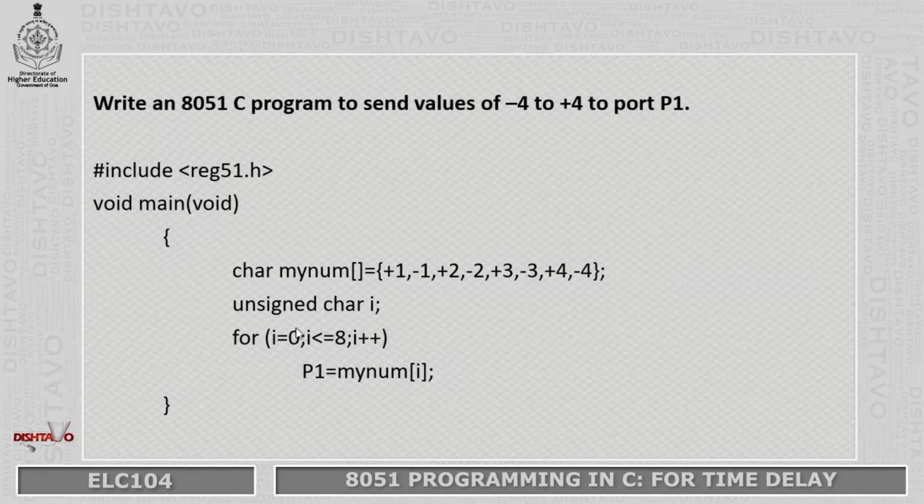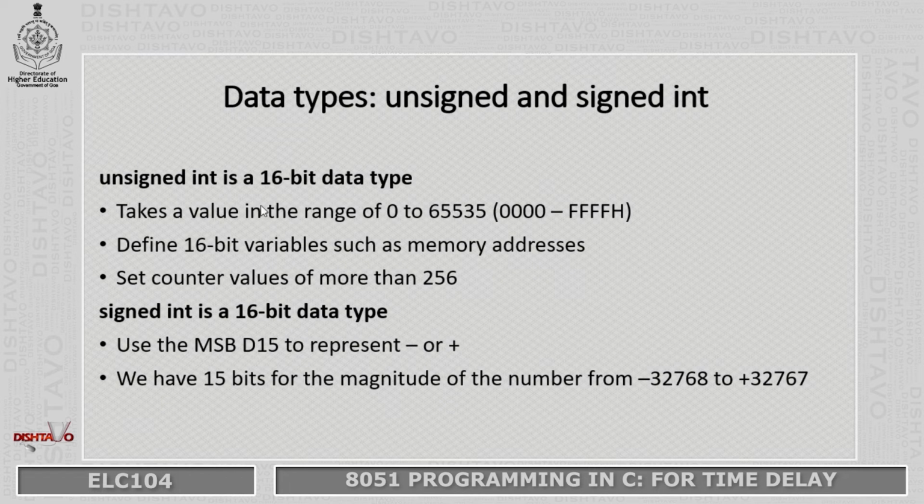Over here, again I have used a loop: for (i = 0; i <= 8; i++). I have used the unsigned char for the loop variable because it is a positive number. But over here, I have just used a normal char, so a normal char will be a signed char. In this way, the numbers from +1 to -4 will be displayed on port number 1.